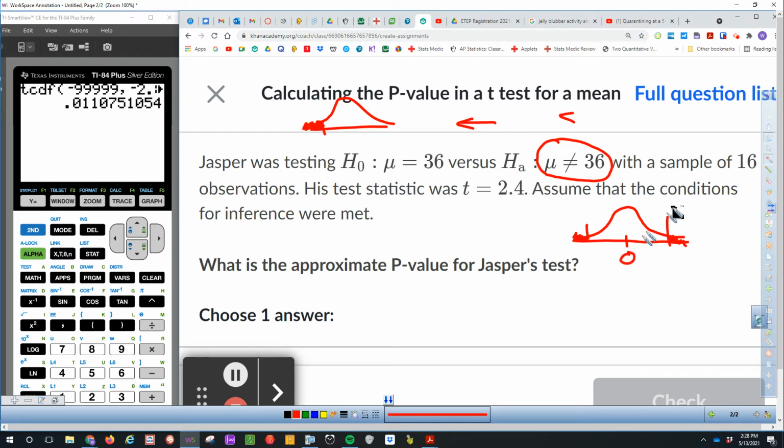Now this is 0 for a standard t distribution, and 2.4 is around here. You need to go to the opposite end, so you put a negative sign and place it on the opposite side. This is negative 2.4. We're going to use tcdf. There are two areas and they are identical, so we can just find one and multiply it by 2.